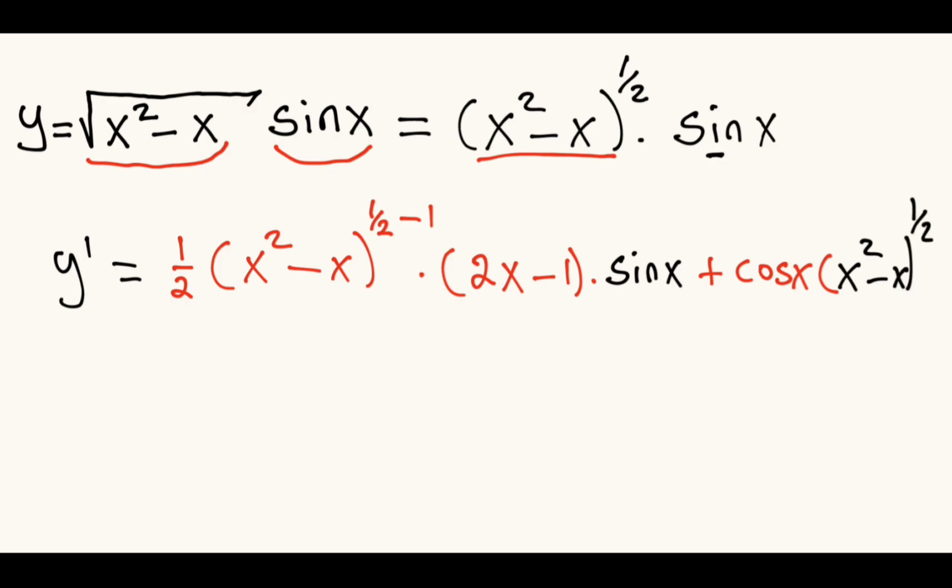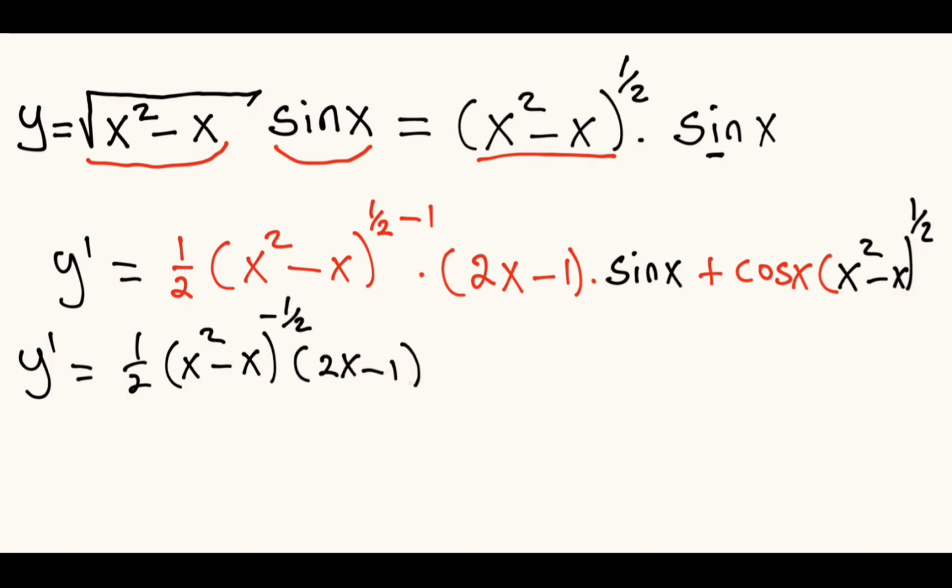So from here it's just simplification. This will be equal to 1 over 2 times x squared minus x raised to the power 1 over 2 minus 1, which is negative 1 over 2, multiplied by 2x minus 1 and sine x, plus cos x multiplied by x squared minus x raised to the power 1 over 2.